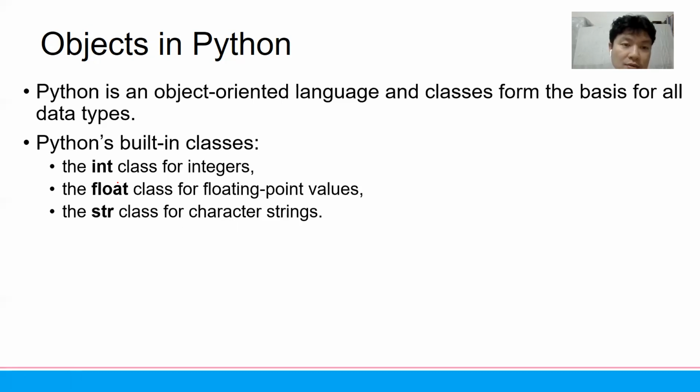The float class is for floating point values, so a number with a decimal is a real number. The other built-in class is str, which is for character strings. A character string can be very long or it can be a single character. There is no distinction between character and string like in Java; everything is regarded as a string, even though it is only one character.